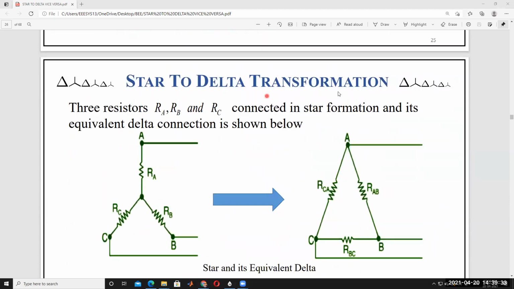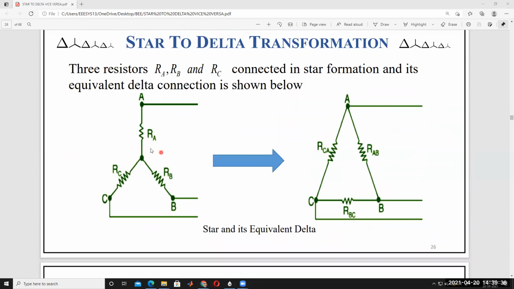And next, star to delta transformation. Star RA, RB, RC, this is called the star network. So star is equivalent to the delta connection system. Three resistors RA, RB, RC connected in star formation and its equivalent delta connection system is shown below. Here the left side is the star connection. This is called the delta connection. These three elements RA, RB, RC are connected in star and RAB, RBC, RCA are connected in delta connection system.